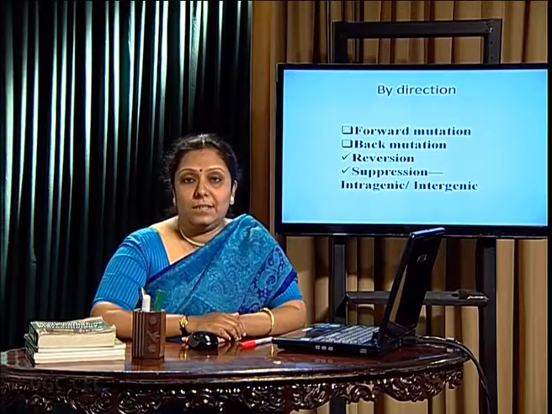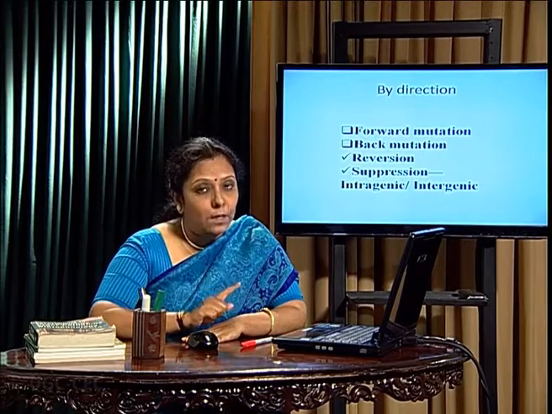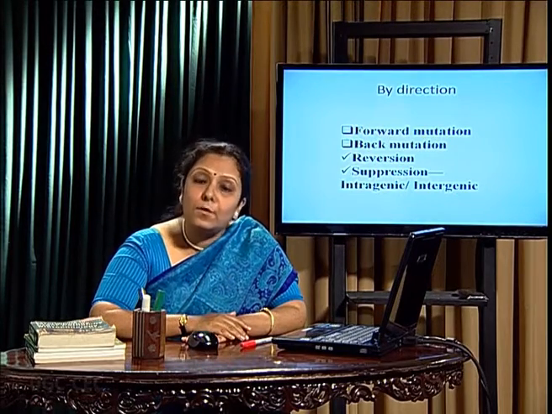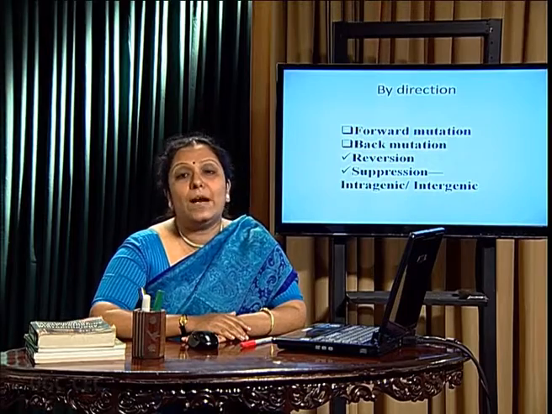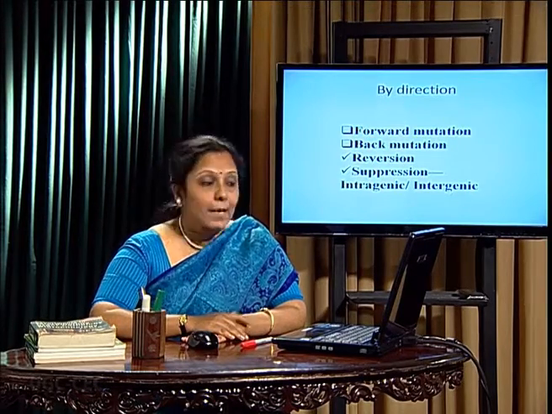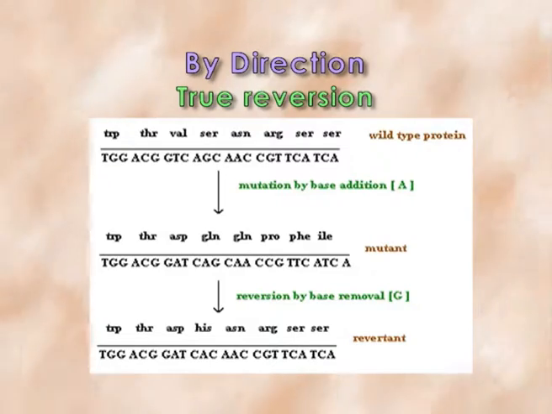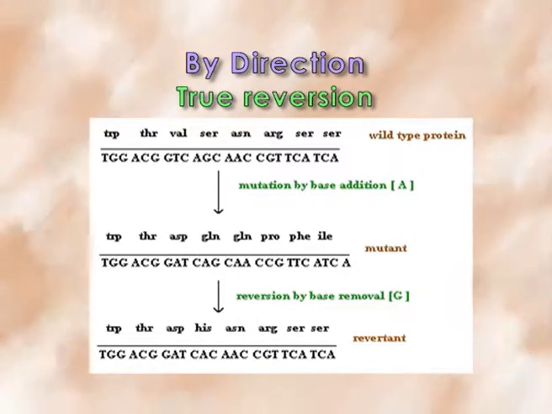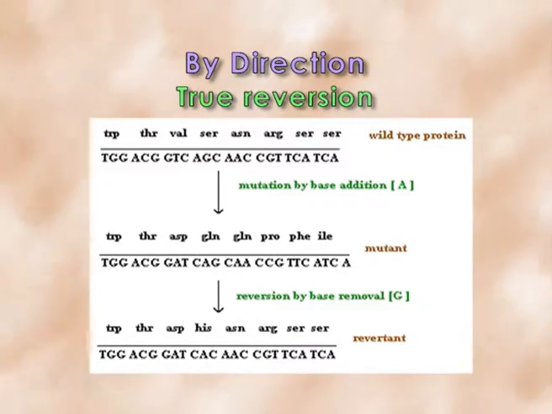By direction, mutation may be either forward or backward. In case of forward mutation, from the wild type we get the mutant genotype at the phenotypic level. By direction, it may also be back mutation. Back mutation means regaining the original phenotype. This regaining can be done by true reversion. At the same point, we have a second mutation to regain the original phenotype. So, that is called true reversion.